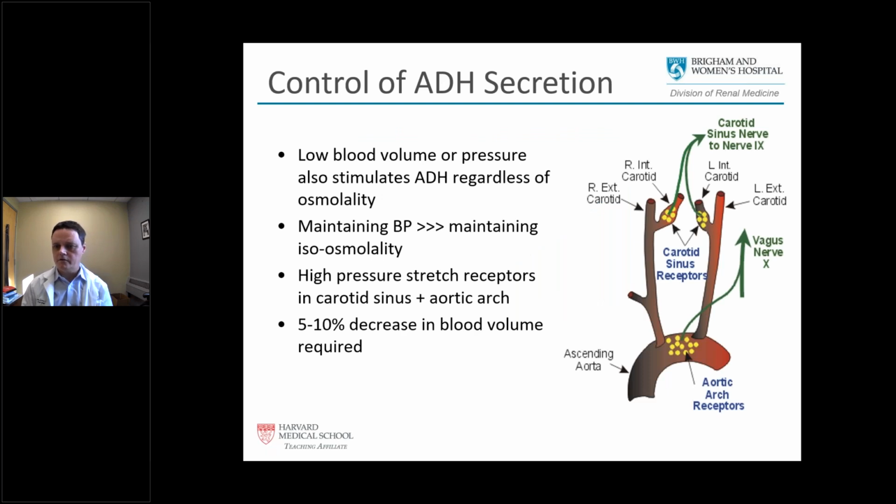The other factor that controls ADH secretion is your blood volume. A low blood volume or pressure also stimulates ADH regardless of the osmolality. And this is because the body prioritizes maintaining your blood pressure over maintaining isoosmolality. There are high pressure stretch receptors in the carotid sinus and the aortic arch, and about a 5 to 10% decrease in blood volume is required to increase ADH secretion in response to hypovolemia.